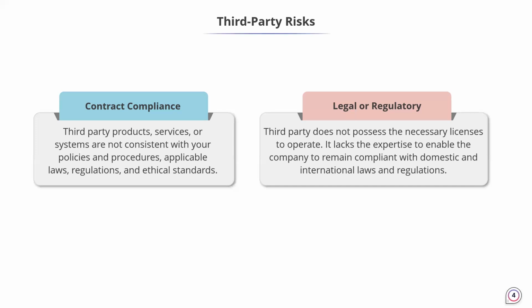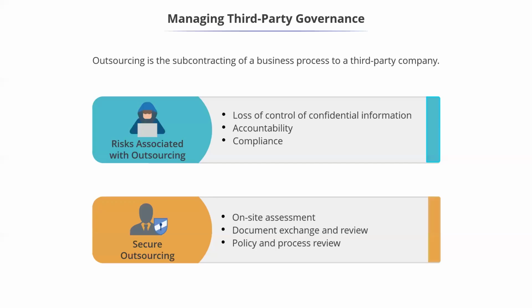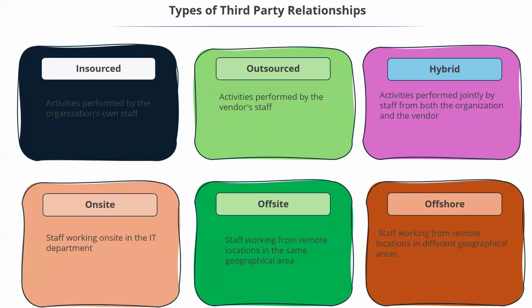Legal or regulatory risks, where they don't have the necessary licenses to operate. So these are some of the risks. How can you handle those risks? I would say on-site assessments and periodic audits. On-site assessment is one of the best things to deal with third-party reviews.